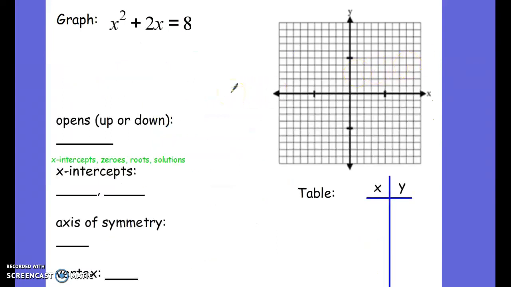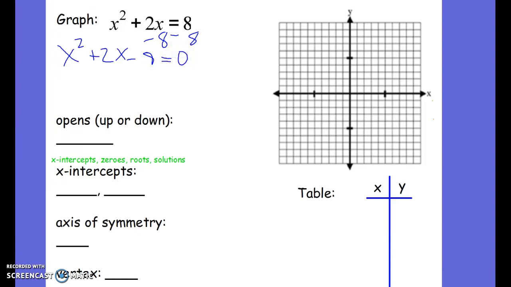So let's practice graphing. So we want to graph x squared plus 2x equals 8. Well, the first thing I'm going to do is make sure this is in my quadratic form. So I actually want to move my 8 over. I want it in that ax squared plus bx plus c form. So when we move that over, we'll have x squared plus 2x minus 8 equals 0.